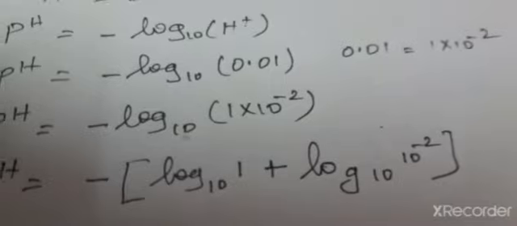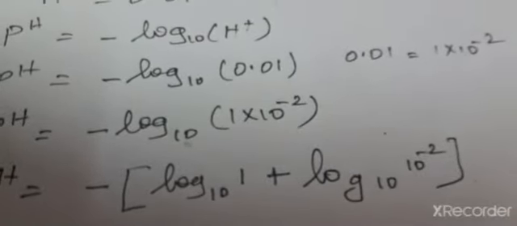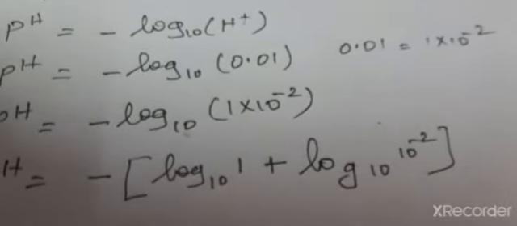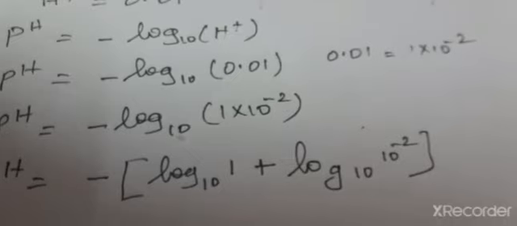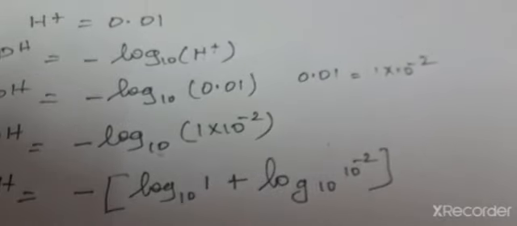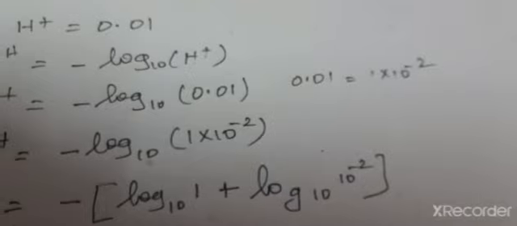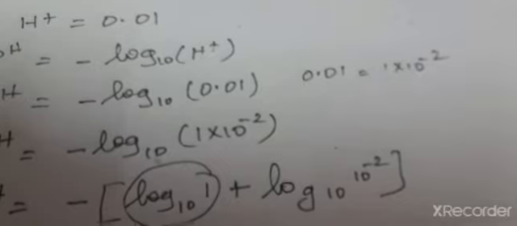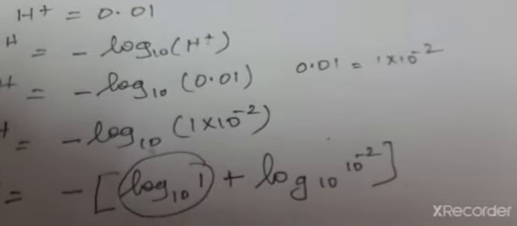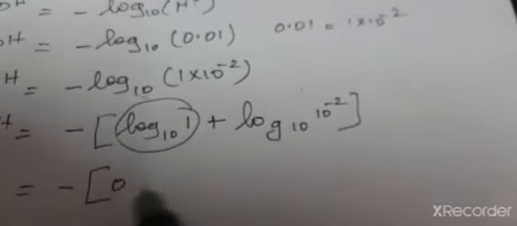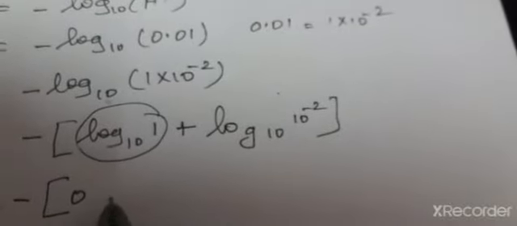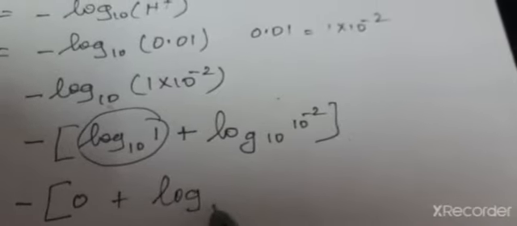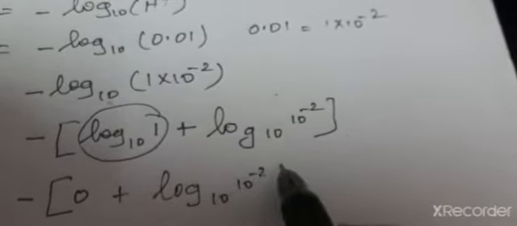According to the formula log 10 A into B, you can separate the factors given in the bracket using the plus sign: log 10 1 plus log 10 power minus 2. I already told what is the value of log 10 1. The log 10 1 value is equal to 0. And next you can write plus log 10 power minus 2.